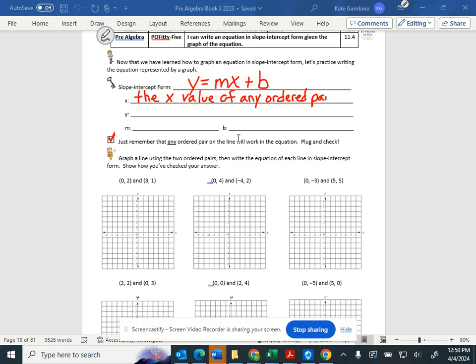I know that we wrote this on the last subjective page. Do we need to write it again? Yes, because it's that important. The more we write it, the more we remember it. So if the x is the x value of any ordered pair on the line, what is the y? The y value of any ordered pair on the line.